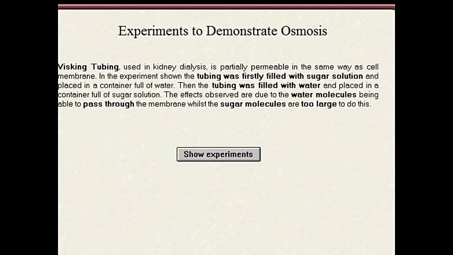An experiment to demonstrate osmosis. Visking tubing, used in kidney dialysis, is partially permeable in the same way as cell membranes. In the experiment shown, the tubing was firstly filled with sugar solution and placed in a container full of water. Then the tubing was filled with water and placed in a container full of sugar solution. The effects observed are due to the water molecules being able to pass through the membrane, while the sugar molecules are too large to do this.